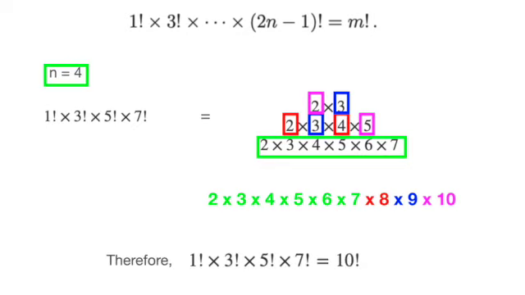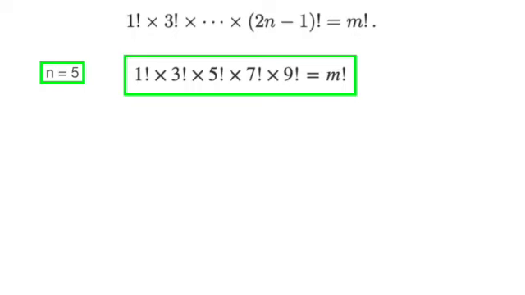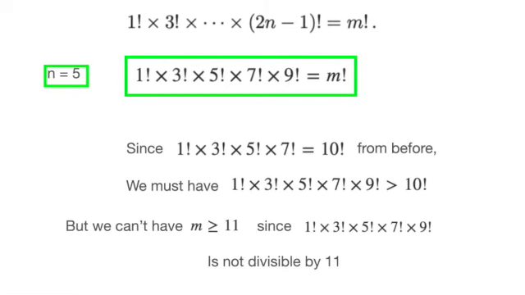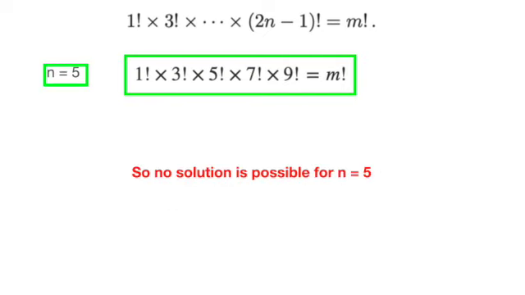Now, we have these two which remain to be checked. We know that 1! × 3! × 5! × 7! × 9! must be greater than 10!, the previous product. But going beyond 10! would require a factor of 11 on the right hand side, which the left hand side of the equation cannot provide. So we can conclude that n equals 5 does not work.